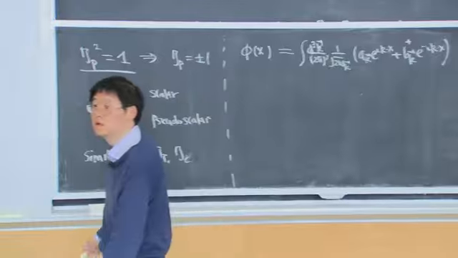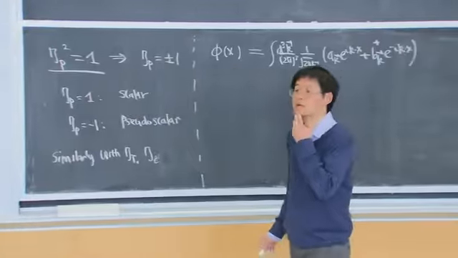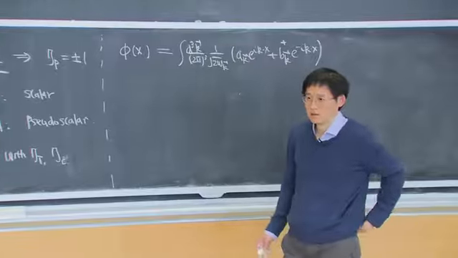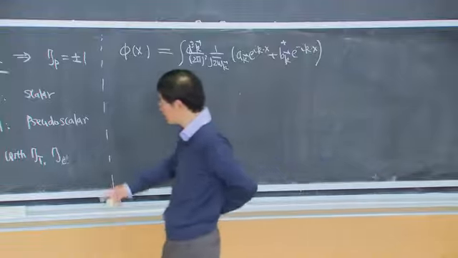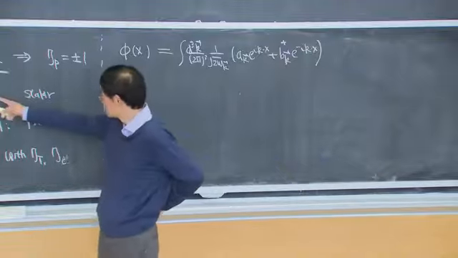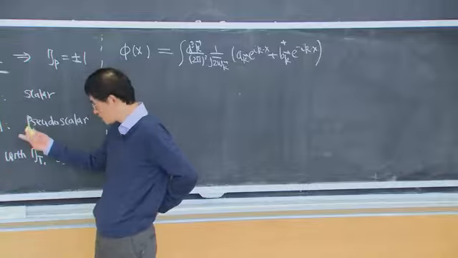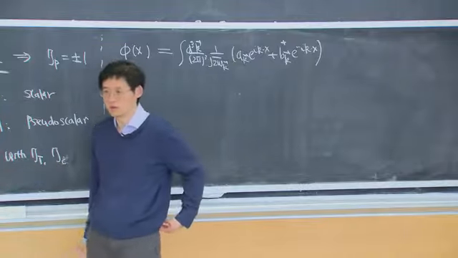Is it true that if eta_P is equal to 1, then eta_T and eta_C are also equal to 1? No, they don't have to be. They can be, say, eta_P equal to 1 and eta_T equal to -1. They don't have to be.